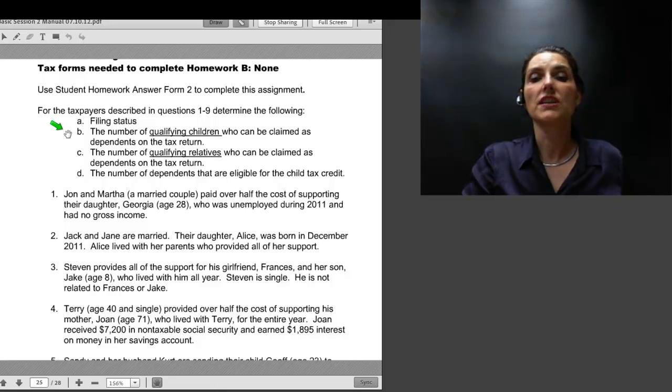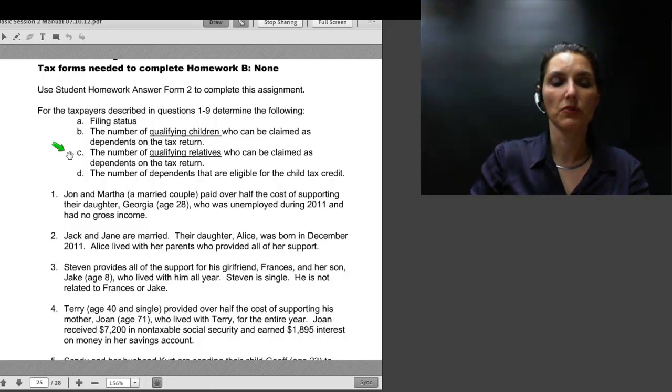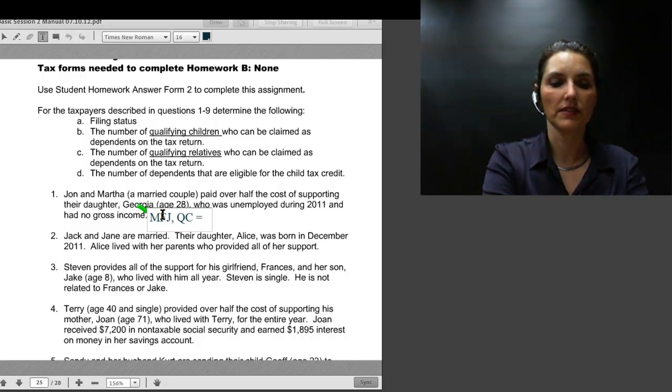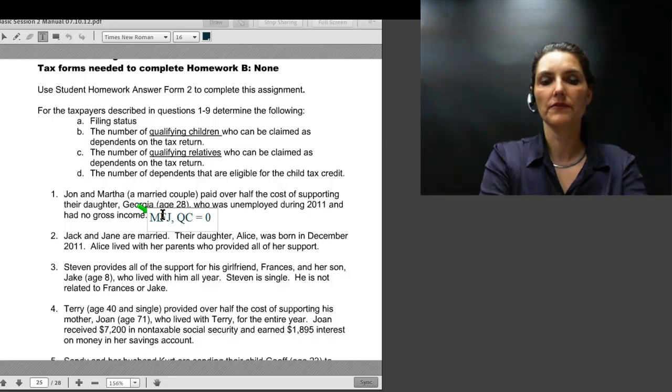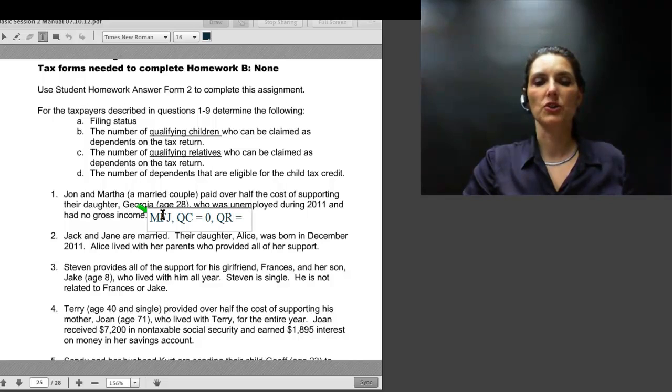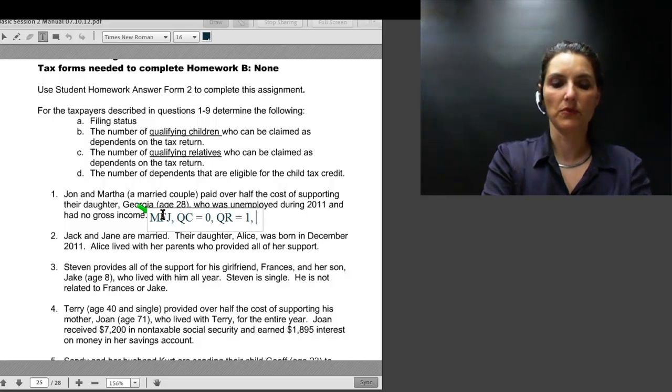So for question number 1, we're going to select the filing status of married filing joint. The number of qualifying children equals 0. The qualifying relative equals 1. And finally, the number of dependents who are eligible for the child tax credit equals 0. In order to qualify for the child tax credit, their daughter would have to have been under the age of 17, and she was not.